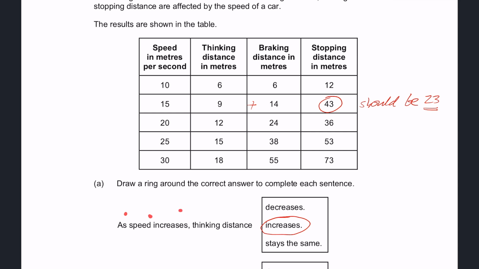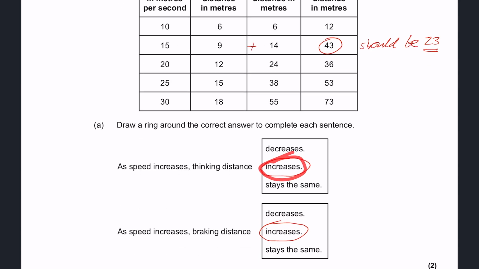As speed increases, what happens to thinking distance? So as speed increases from 10 to 30, for example, what happens to the thinking distance? 6, 9, 12, 15, 18. Well, it increases. So there's the first answer. As speed increases, braking distance does what? Well, as speed increases, what's happening to the braking distance? 6, 14, 24, 38, 55. Well, that's also increasing. So those two are nice and easy.